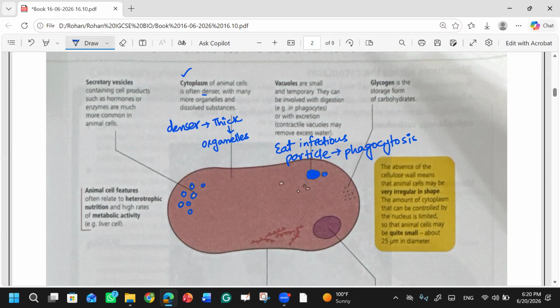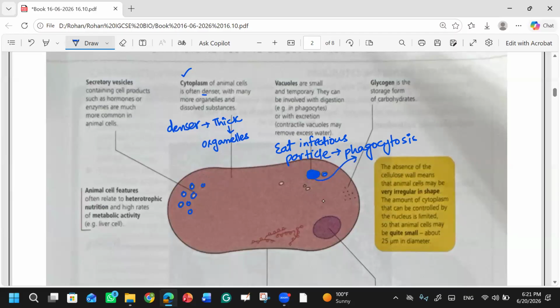They try to invade the cell, they try to enter within the cell, they try to control your cell, okay. So to avoid this, our cell has specialized organelles within it. One of those is the vacuole. This vacuole is small and it is present for a temporary time, not permanently. What will happen? This vacuole will eat that infectious particle, and after that it will be removed.